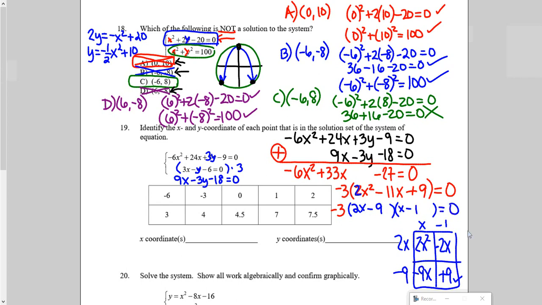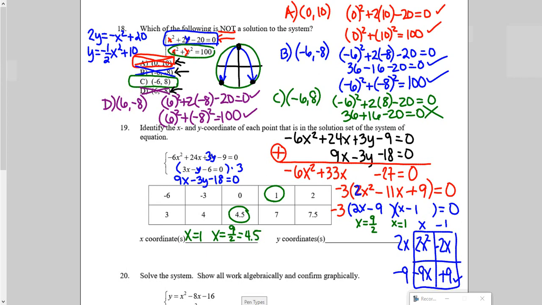When I set each of those factors equal to 0, I get x equals 9/2 and x equals 1. So looking over here, x equals 1. And then 4.5 is 9/2. I think I probably would have left that as a fraction. So I'll just write both.